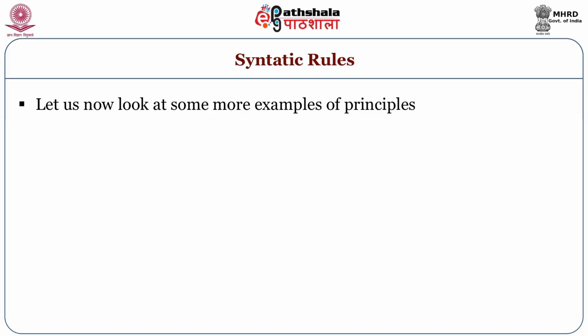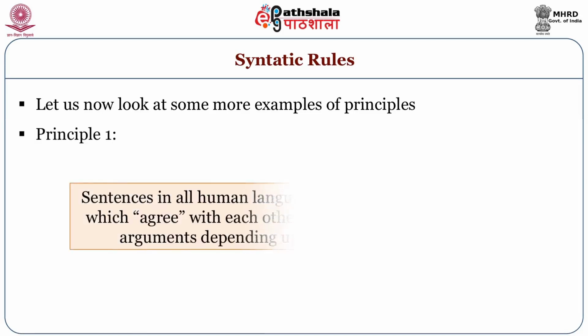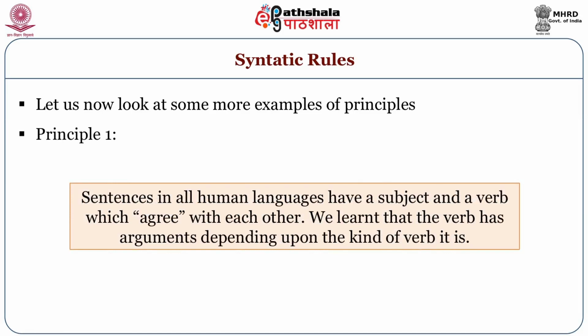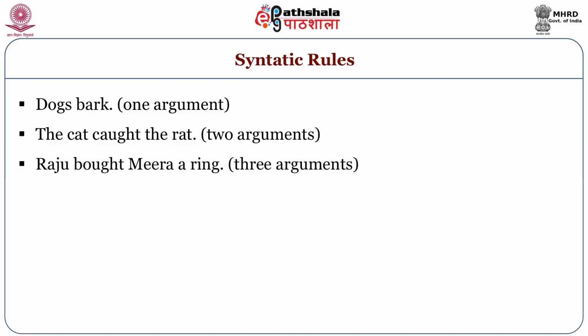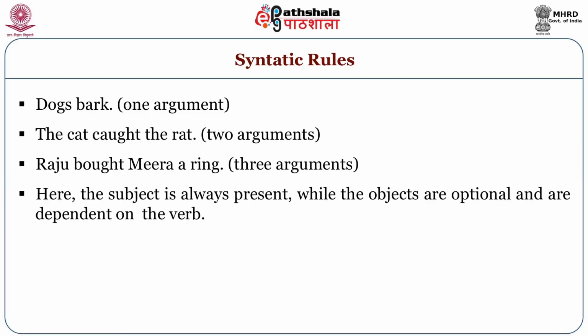Let us now look at some more examples of principles. Principle 1: Sentences in all human languages have a subject and a verb which agree with each other. We learned that the verb has arguments depending upon the kind of verb it is. Dogs bark, that is one argument. The cat caught the rat, there are two arguments. Raju bought Meera a ring, there are three arguments. Here the subject is always present, while the objects are optional and are dependent on the verb.